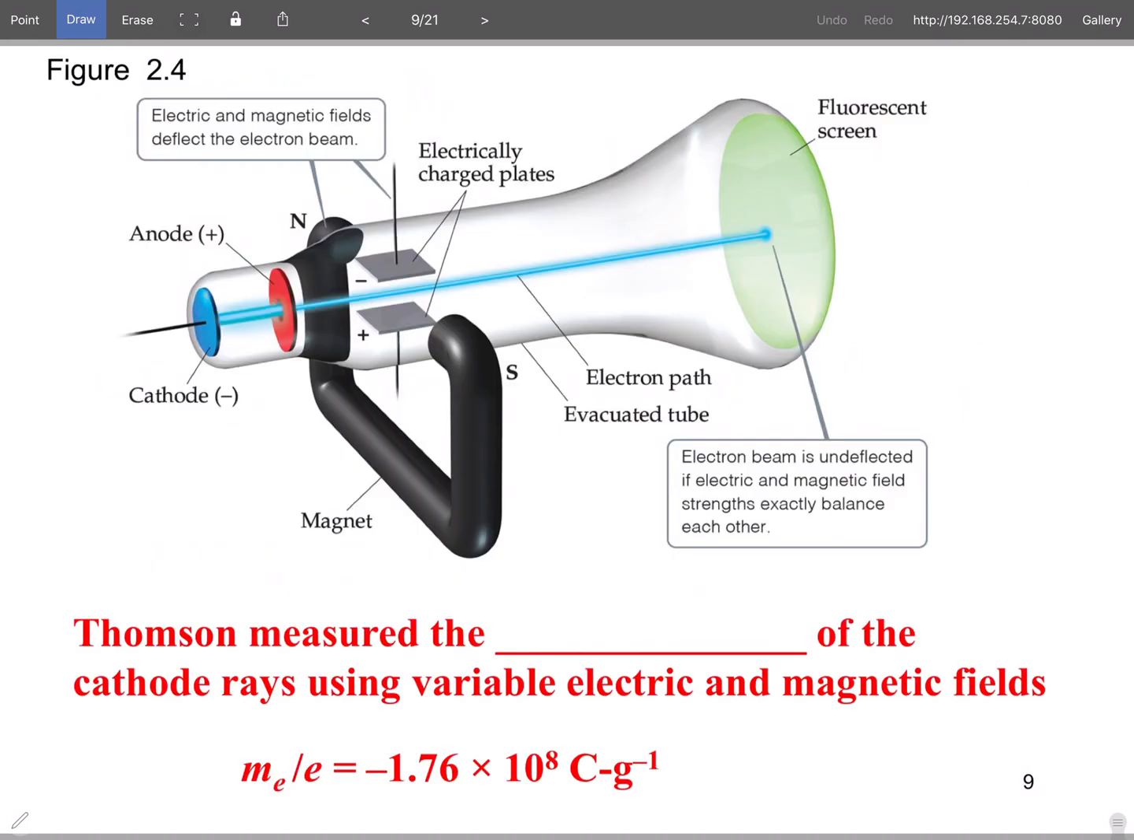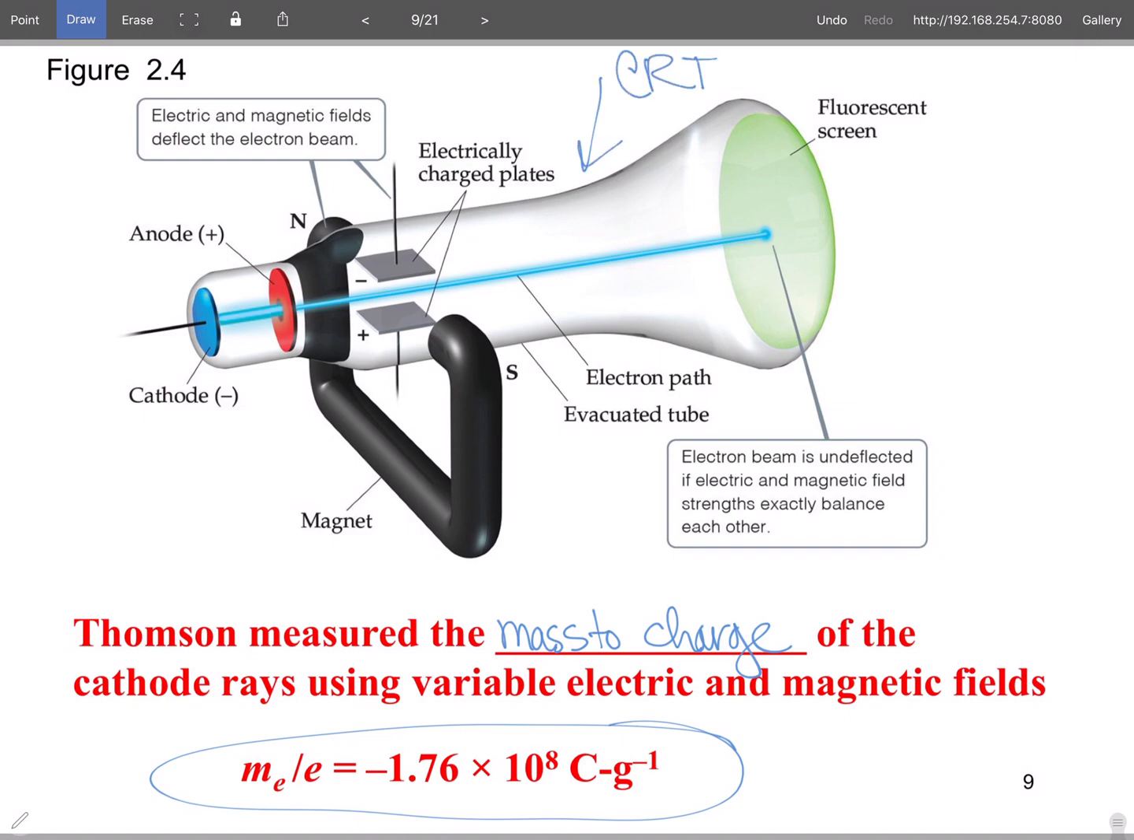We'll take it a step farther. And what he did was he measured the mass to charge ratio of these rays. And he was able to find the value. It's given right here. You do not have to memorize it nor know it. This is a cathode ray tube or CRT. And what he was able to do was measure this.